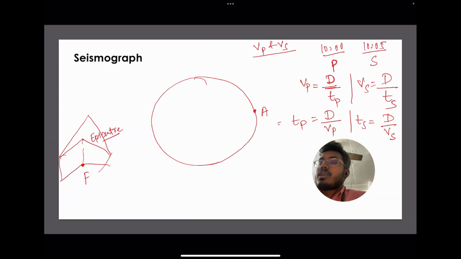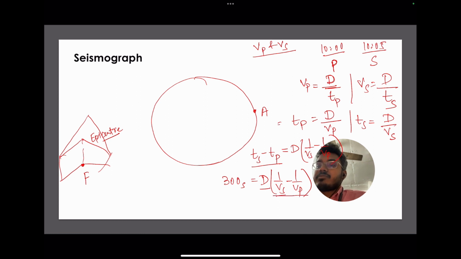We know Ts minus Tp. It will be, if we take d common, 1 by Vs minus 1 by Vp. This in our case is 5 minutes, that is 300 seconds. Now we can easily calculate this d. Suppose this whole term is 2 kilometer per second, the difference comes out to be 2 kilometer per second. So d will be 150 kilometer.